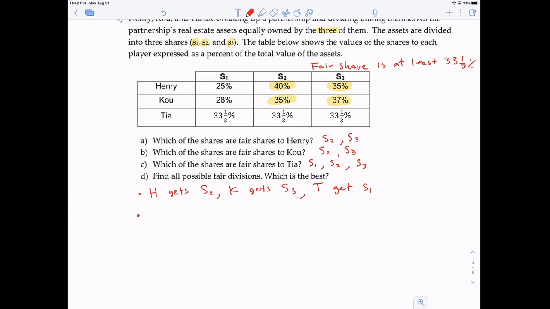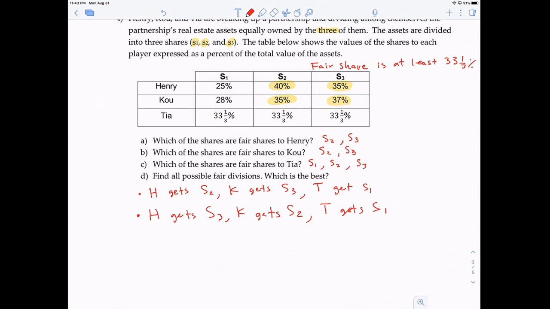Another one would be the following. So if Hendry gets S3 and Ku gets S2 and Tia gets S1. All right, so that would be a fair share. Even though that's not the best one, it would be fair share. Why is that? Because Hendry views S3 as being a fair share, and Ku views S2 as being a fair share, and then Tia views S1 as being a fair share.